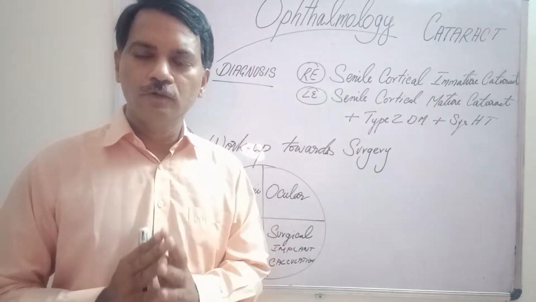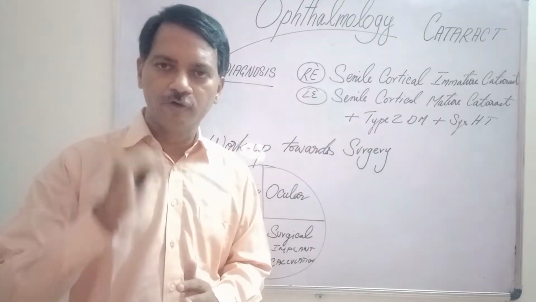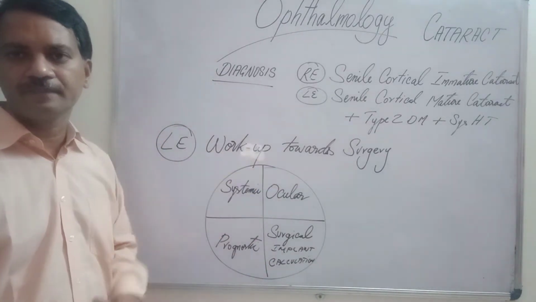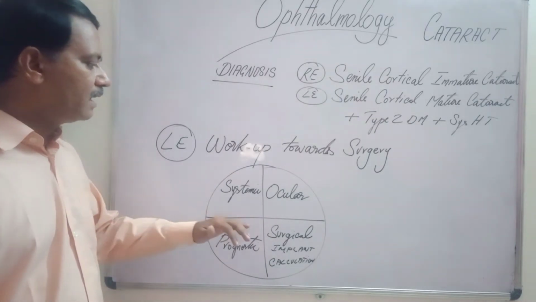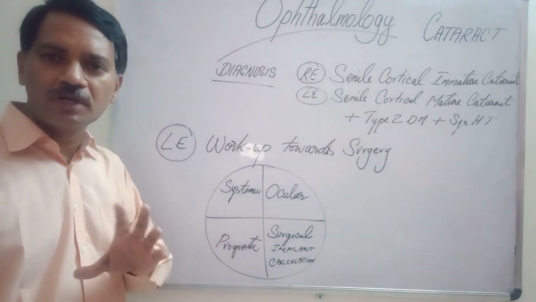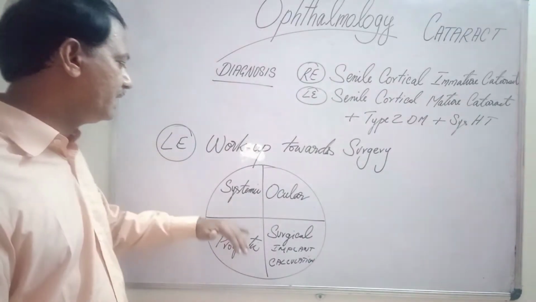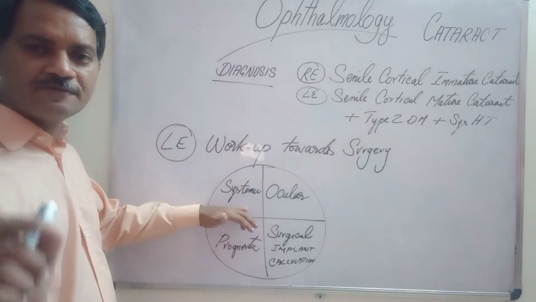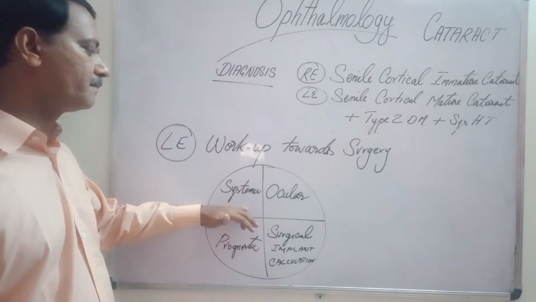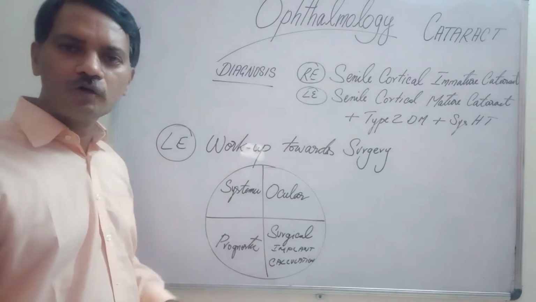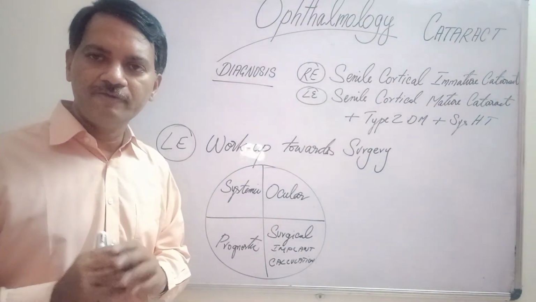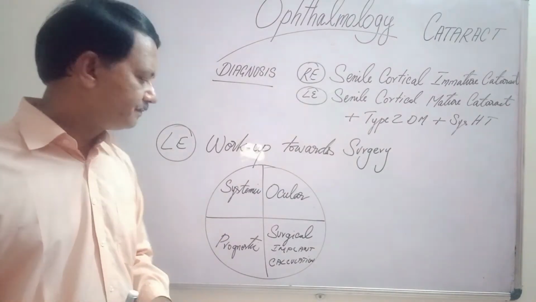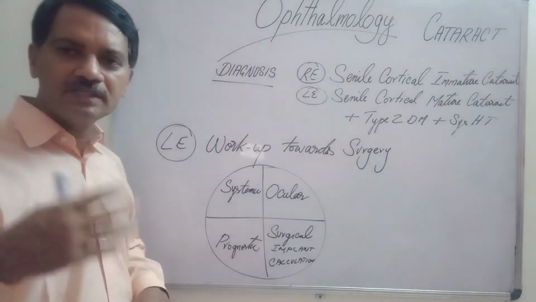Having decided to operate on the left eye of our patient, we have to do certain workup towards surgery. There are 4 parts in the workup towards the surgery. One is the systemic evaluation to say whether the patient is physically fit for surgery or not. The second is ocular evaluation to say whether the patient is ophthalmologically fit for surgery or not. The third thing is prognostic evaluation.